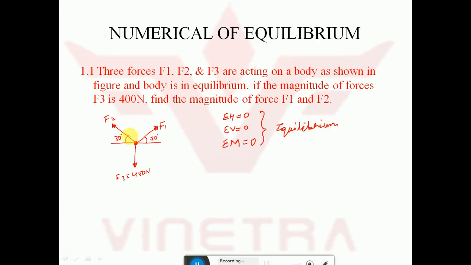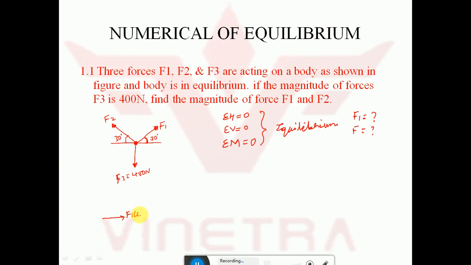Now the given data is F3 is equal to 400 Newton, then find out what are F1 and F2. They are asking to find out the value of F1 and F2. So let us first resolve these forces. So see here, F1 is the force and it is making an angle theta, that is 30 degree with the horizontal. So upon resolution, how will the diagram look like?